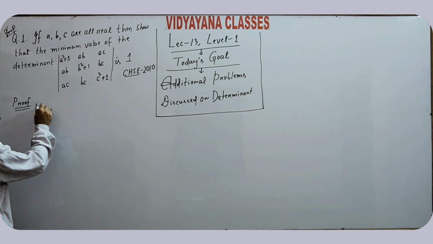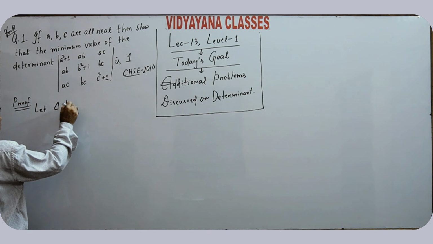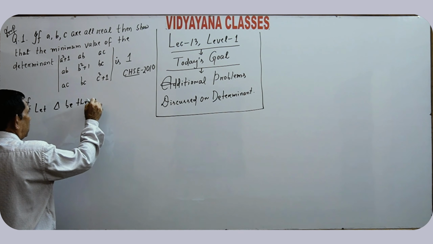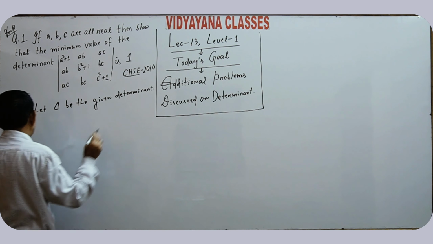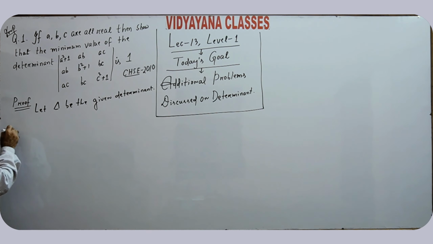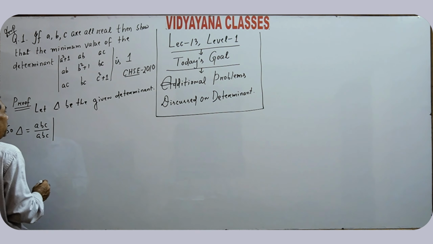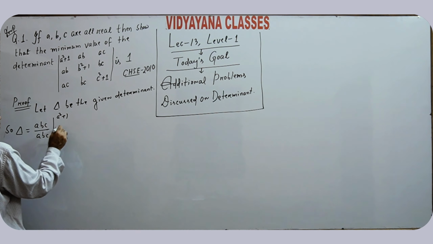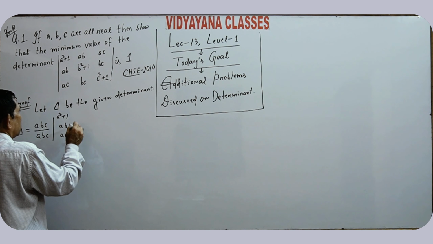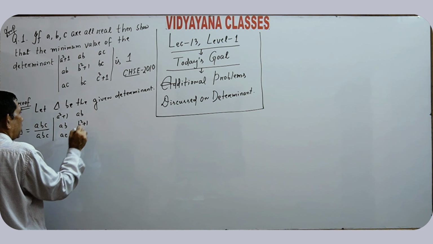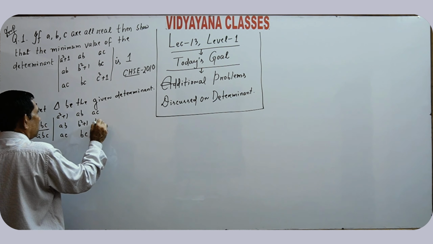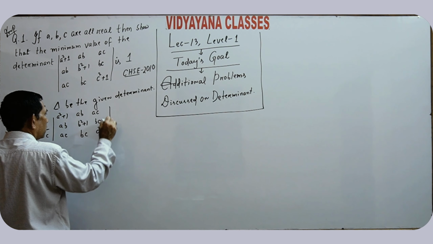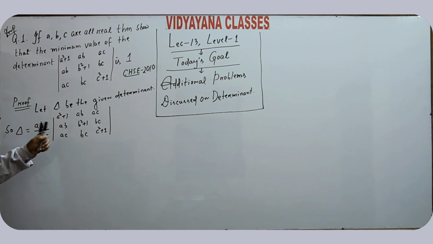Let del be the given determinant. So del is equal to abc divided by abc into the determinant having elements a square plus 1, ab, ac; ab, b square plus 1, bc; ac, bc, c square plus 1. abc by abc cancels, so del is the given determinant.